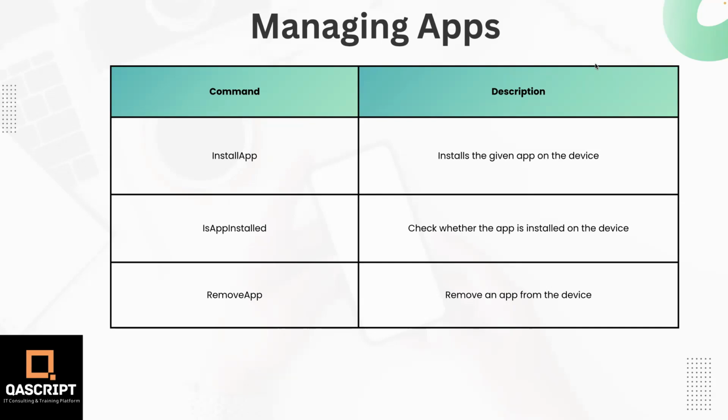The InstallApp Appium command helps you to install the given app on the specific device. Then we have the IsAppInstalled command, and this will check whether the app is already installed on the device. And then there is the RemoveApp command, which will help you to remove an app from the device itself. So these are the three commands which you can use to manage your apps. Now let's look at our project and let's see how we can use these commands to install and remove an app and also check whether an app is already installed.